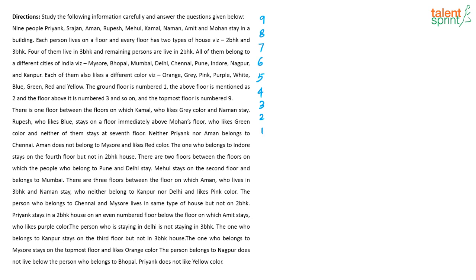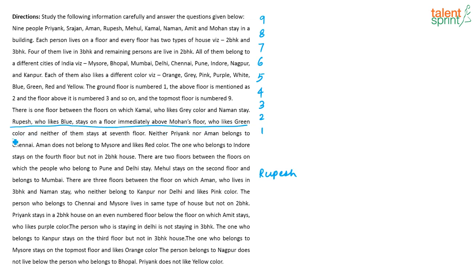The first statement says, there is one floor between Kamal who likes grey color and Naman. Rupesh who likes blue stays on a floor immediately above Mohan who likes green. Neither of them stay at the 7th floor. Okay, so there is Rupesh. I am going to try using this, because I am not able to fix Kamal and Naman anywhere. So for now let me not use that.